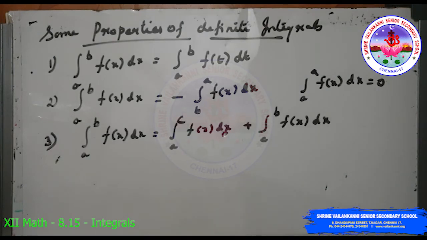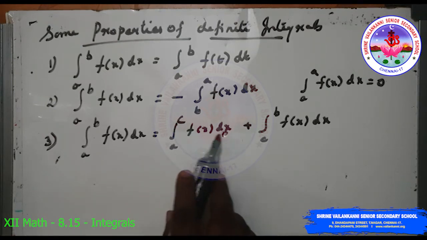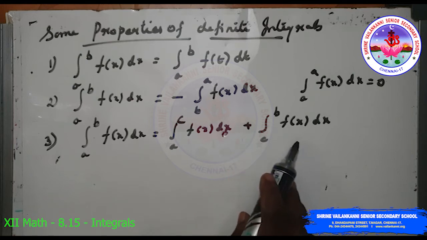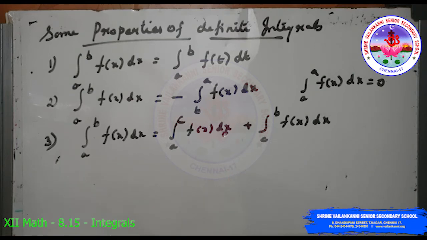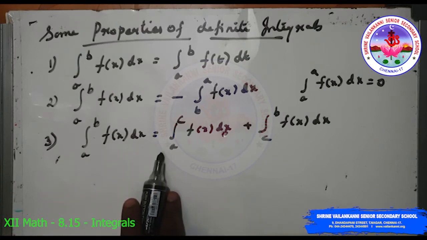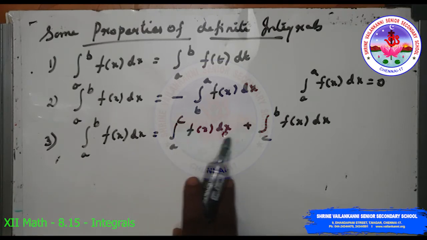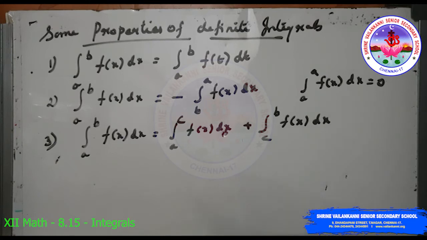Third property: integral of a to b f of x dx is equal to integral of a to c f of x dx plus integral of c to b f of x dx.